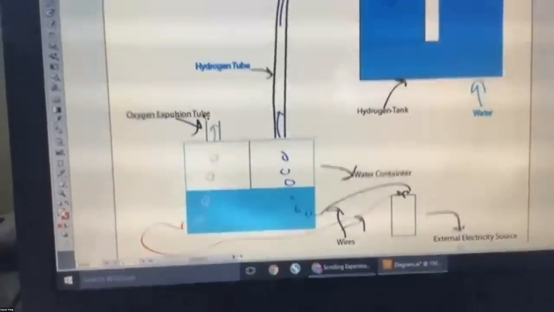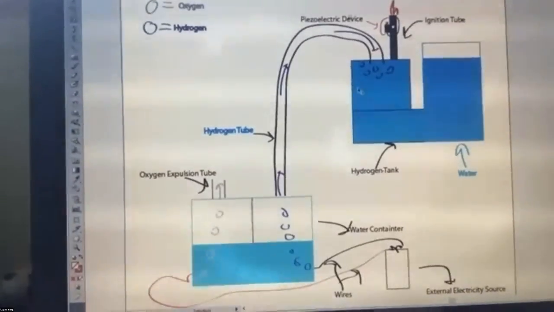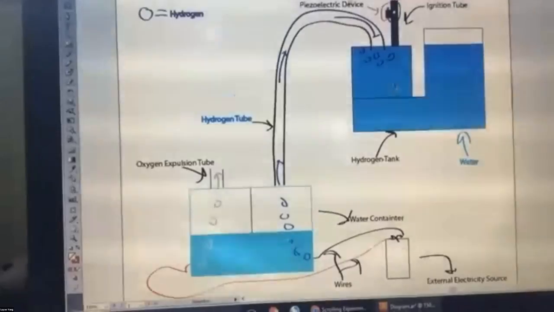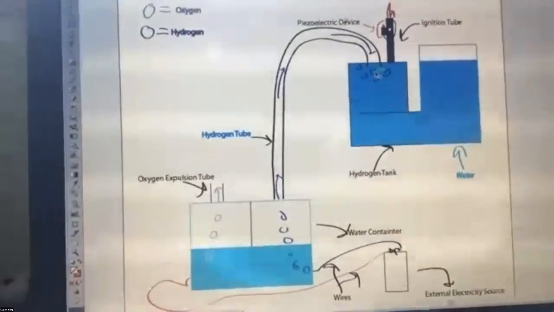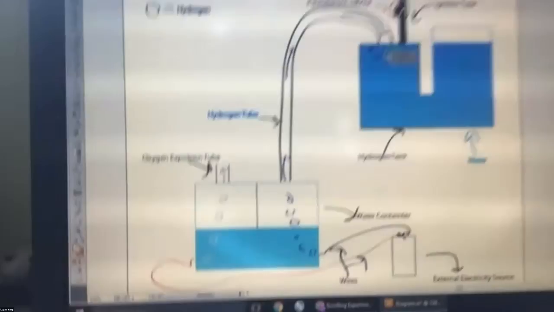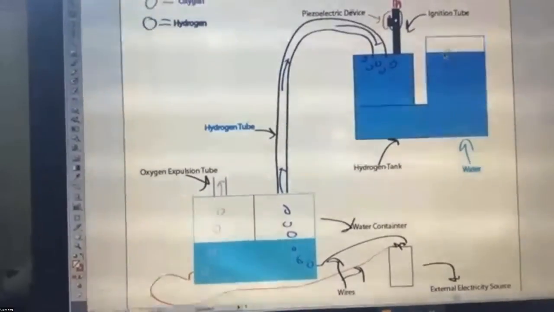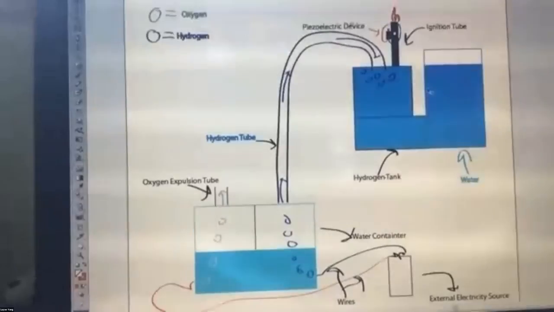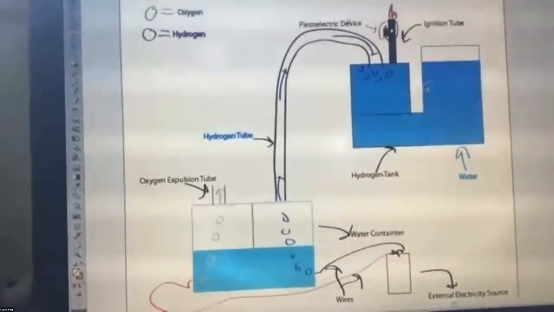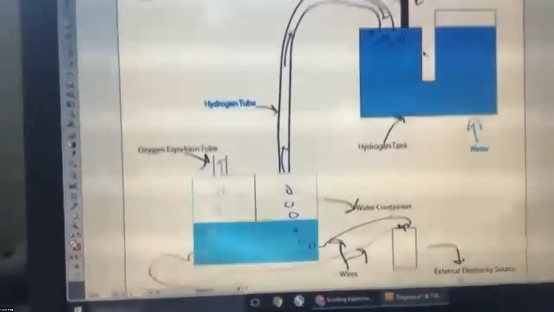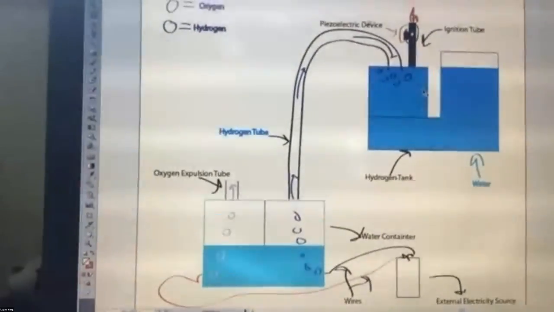So oxygen goes out this tube and hydrogen goes through this tube into this little tank. This is where I'll store the hydrogen for ignition, and this container was an idea given to me by my dad, who really helped me a lot throughout this project. So I give a lot of credit to him.